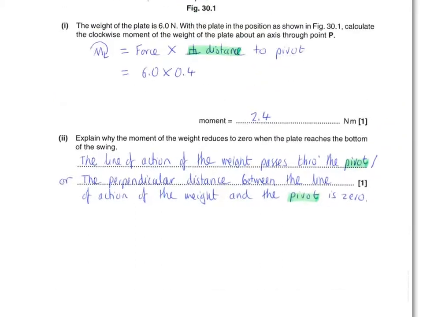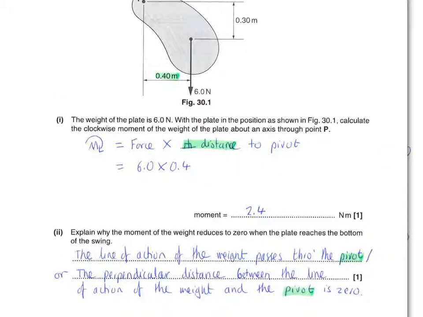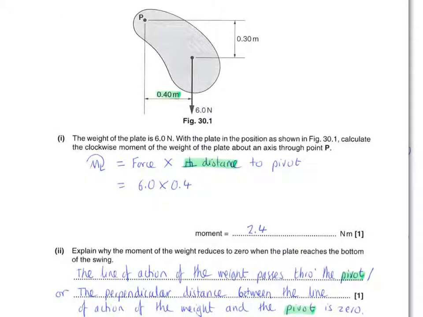Just glance back at the diagram and make sure that that makes sense. So the line of action of the weight is just vertically from the centre of gravity of the plate, and as this whole shape rotates like this, that line of action would end up being vertically below the pivot. Likewise, this distance here reduces to 0.